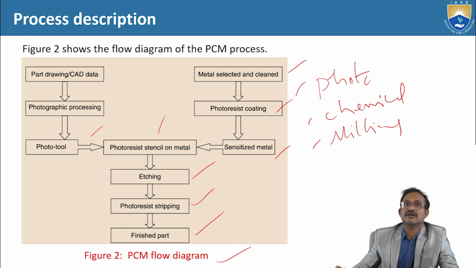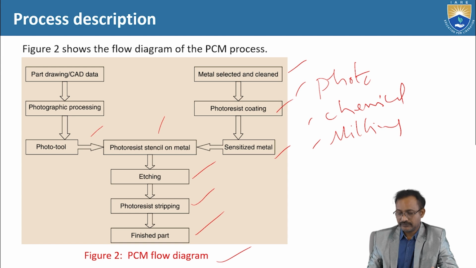So this is the PCM flow diagram. Here the part drawing is CAD data. CAD data means computer aided design data, which may be in terms of two-dimensional drawings, maybe orthographic views. Photographic processing will take place from that CAD input data. Similarly, the photo tool will be generated, and it will be the input for this stencil.